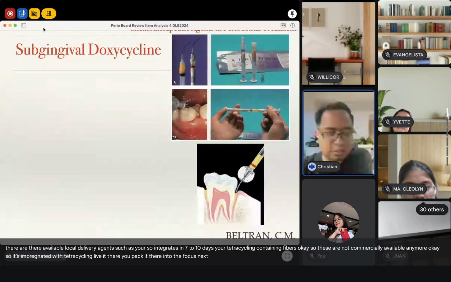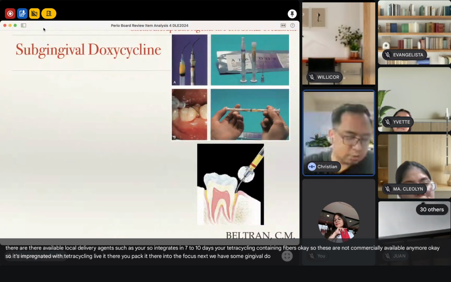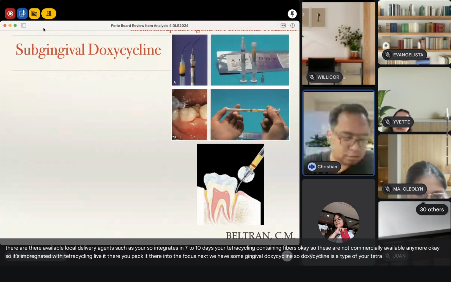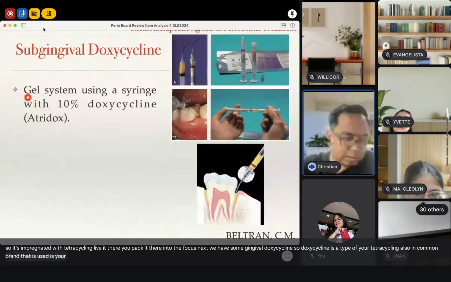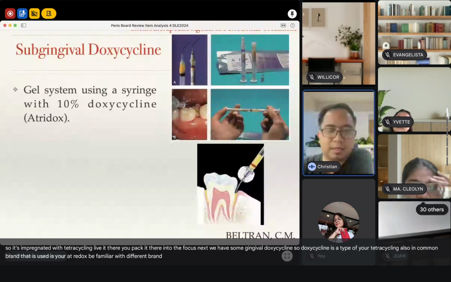Next, we have subgingival doxycycline. So doxycycline is a type of your tetracycline also. The syringe, common brand that is used is your Atridox. Be familiar with these different brands. Atridox, subgingival doxycycline.